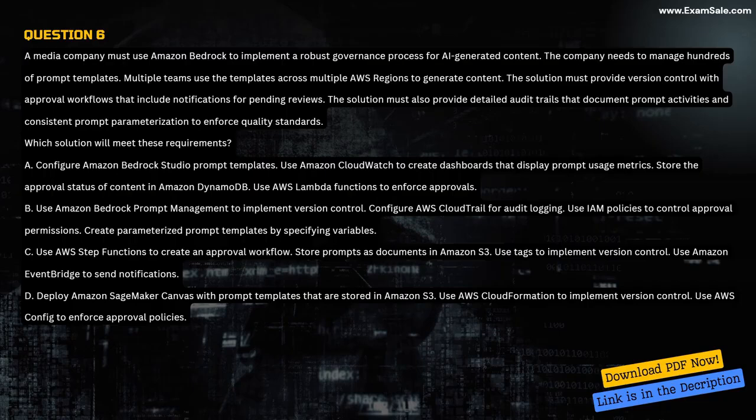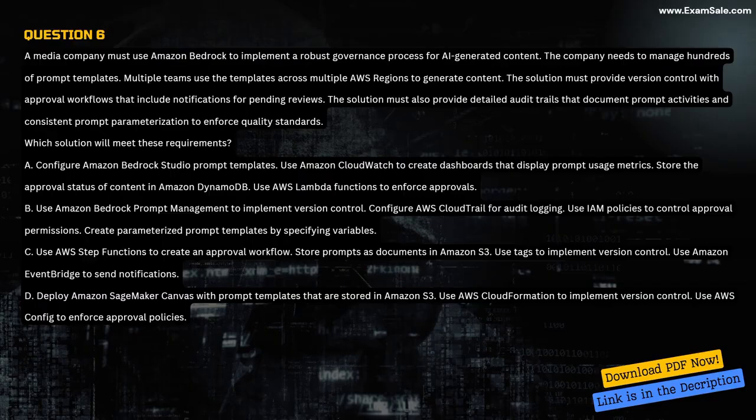C. Use AWS Step Functions to create an approval workflow. Store prompts as documents in Amazon S3. Use tags to implement version control. Use Amazon EventBridge to send notifications.